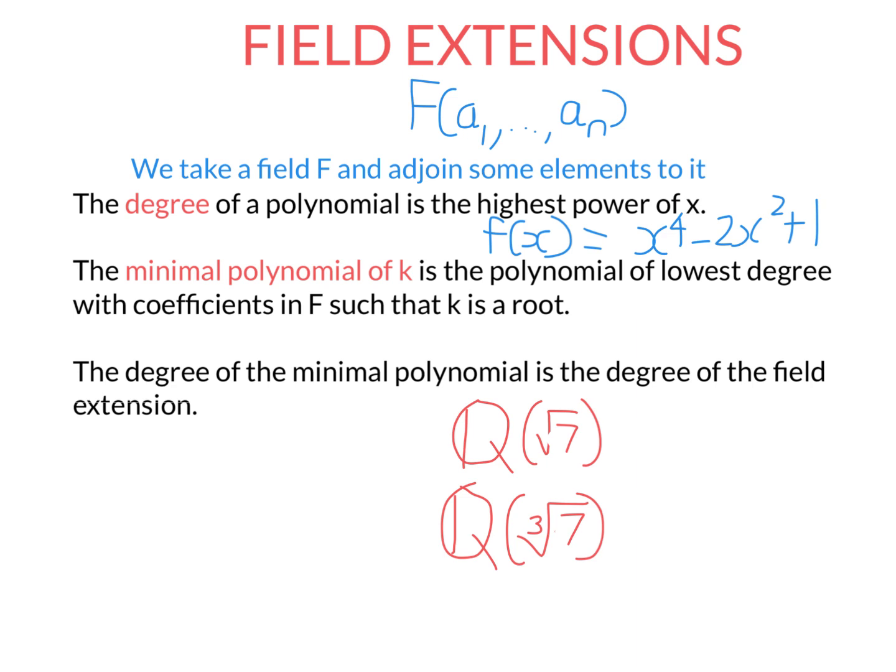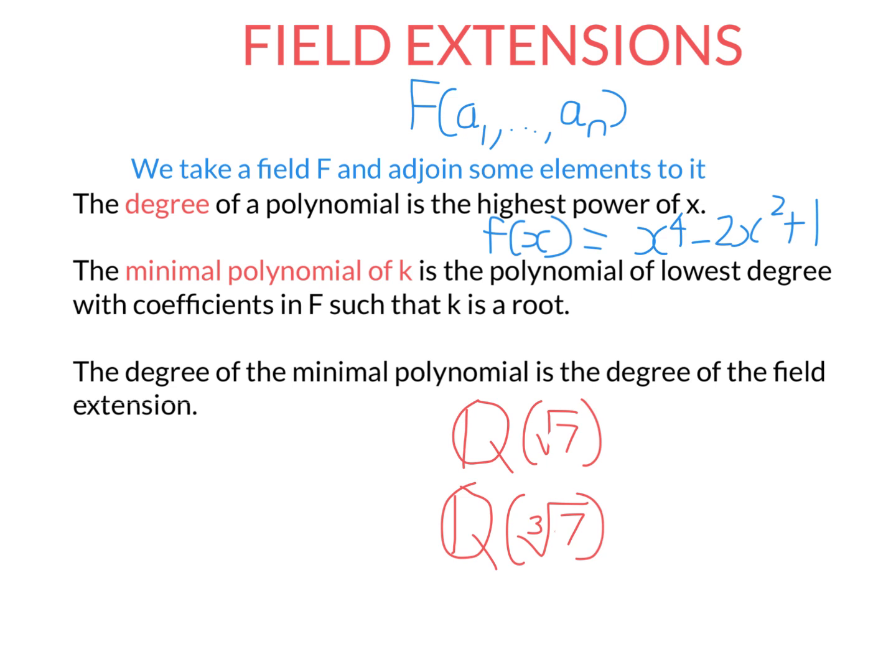So we need to know that because we need to know the degree of the minimal polynomial of k. The minimal polynomial of an element k is the polynomial of lowest degree with coefficients in the field such that k is a root. And we need to know that so that we know the degree of the field extension, because the degree of the field extension is just the degree of the minimal polynomial. So that probably doesn't make a lot of sense. So let's just look at an example.